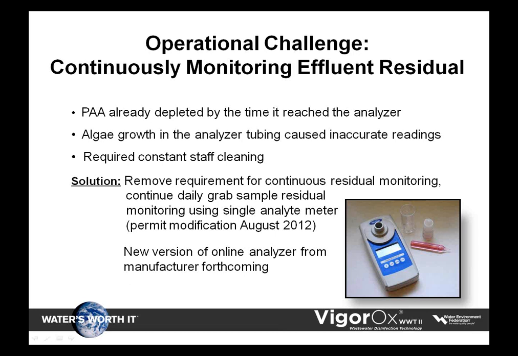Having a continuous meter is not a bad idea, though, and we did try a second version at the common tank. And this would allow us to actually see a PAA residual in the system before seeing a low at the effluent. However, the second model was better than the first, but we still ran into a lot of algae and problems keeping it clean. So we're currently waiting on the newest version, and we're hoping that that's going to be the winning model for us.